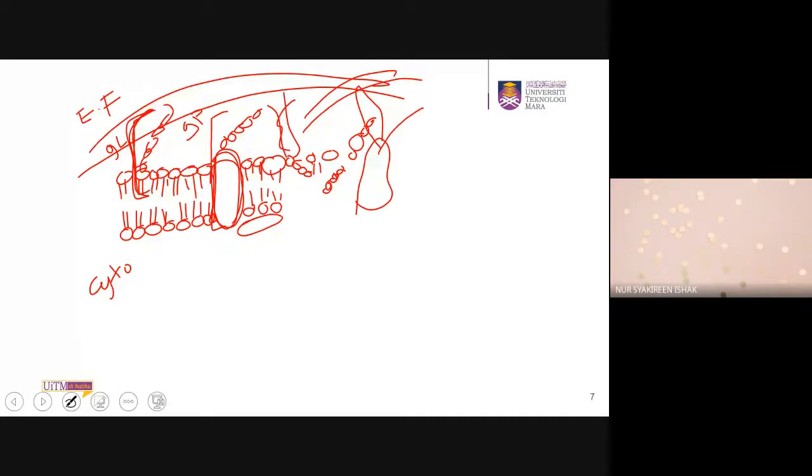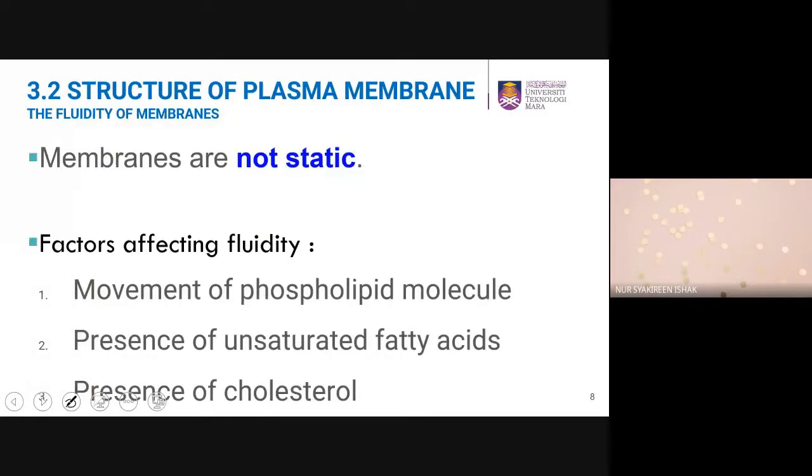Next, still on the structure of the plasma membrane, we are going to look at the fluidity of the membrane. According to the model earlier, the plasma membrane follows the fluid mosaic model. Do you know why it is mosaic? Because in the plasma membrane there are other molecules that are embedded.